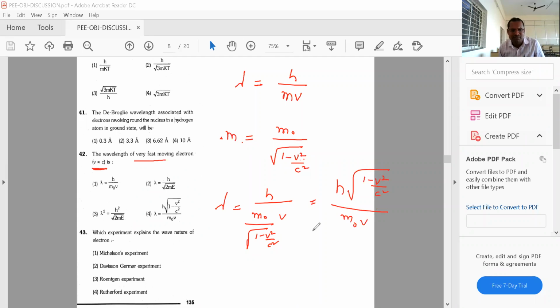Search for that option. Yes, option 4 is there: h into root of 1 minus v square by c square upon m naught v. Got it, students? Clear? So 42 is option 4.